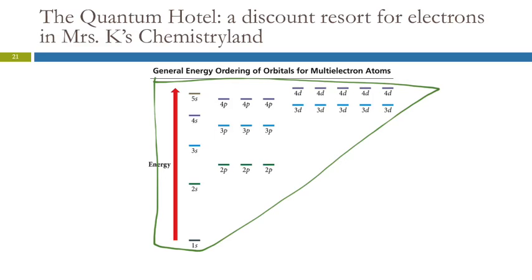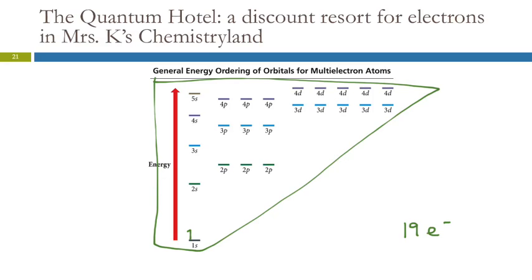Potassium. Yeah, that's good. So potassium has 19 electrons. So the potassium bus shows up, and we've got 19 electrons that need to stay in the hotel. So this is how we're going to put them in. The first one comes in here because the 1s room is the cheapest. So the first electron in is going to stay in this room.